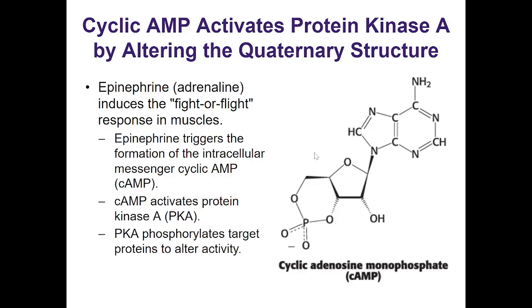All right. Epinephrine, or adrenaline, induces the fight or flight response in muscles. Epinephrine actually triggers the formation of the intracellular messenger cyclic AMP, which is this right here. The cAMP is then going to activate the protein kinase A, which is our PKA we just referred to up here. Remember that is the kinase that's going to do those phosphorylation reactions. The PKA is then going to phosphorylate the target proteins to alter activity.